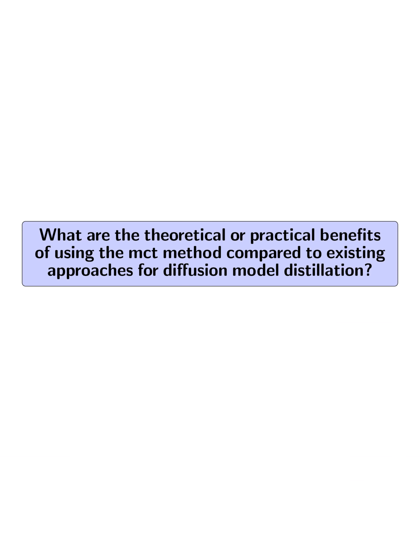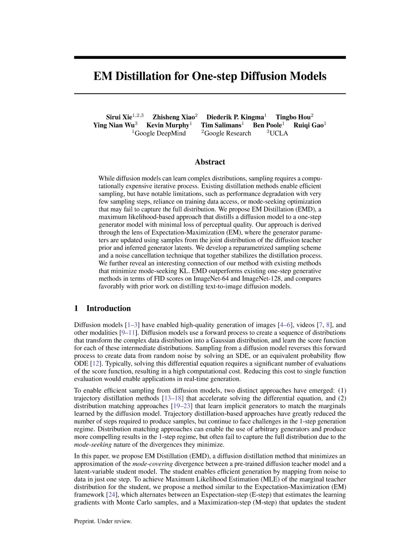What are the theoretical or practical benefits of using the MCT method compared to existing approaches for diffusion model distillation? The theoretical and practical benefits of using the MCT method lie in its ability to efficiently distill a pre-trained diffusion model into a deep latent variable model with a single-step generation capability. The MCT method minimizes an approximation of the mode-covering divergence between the teacher and student models, enabling efficient generation by mapping noise to data in just one step.